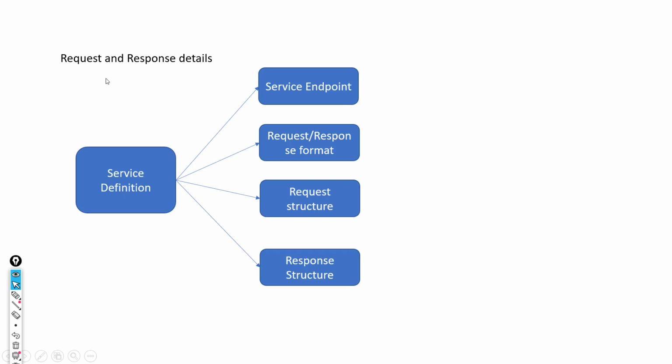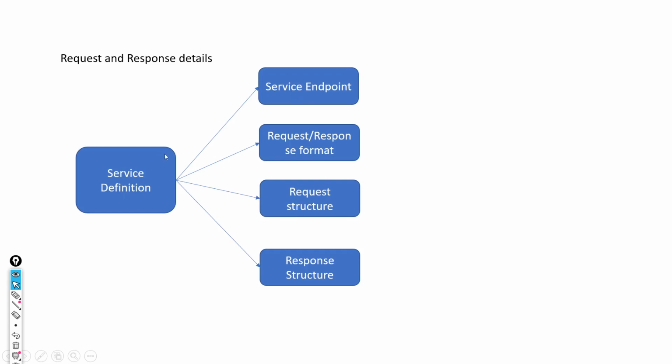Next, request response details. What details will it have? Request. What response details will we have? What format does it contain? All these things we will be going through. This is called service definition. Service definition will have all the information about how the request should be, what response it should have, and what type of response it will give.